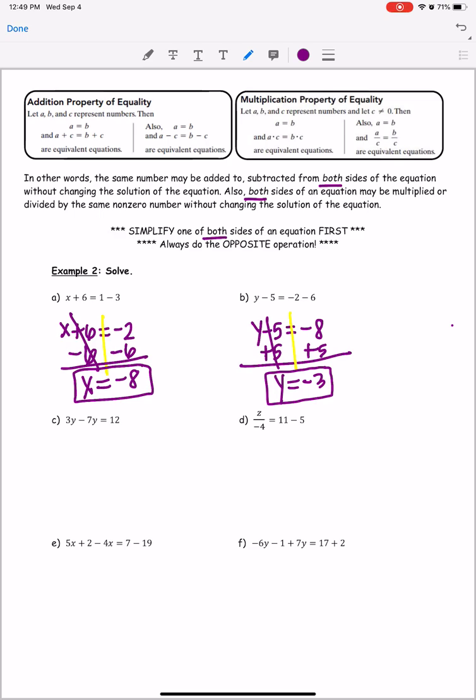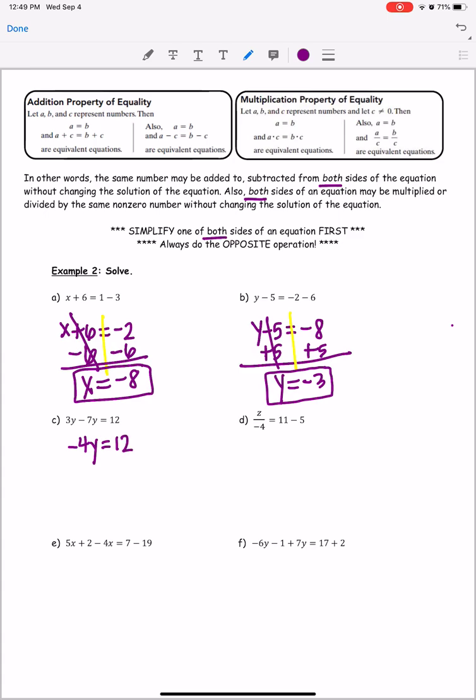Okay, same thing on C. Look at the left, look at the right. Can we simplify? So can I simplify on the right? Yes, we can on this one now. Because those both have a y, combine them. So 3 minus 7 is negative 4y. Bring down your equals and your 12.